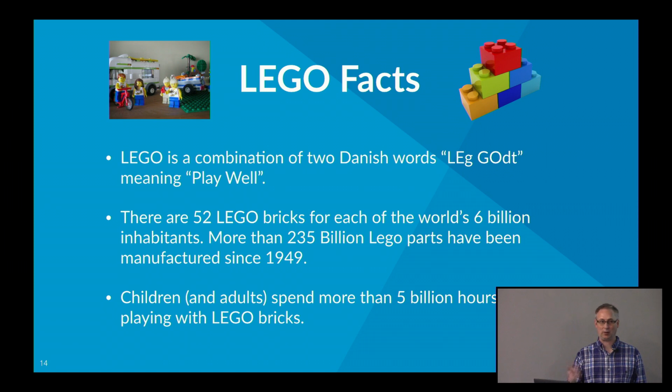So here are some quick facts about Lego. It's a combination of two Danish words, leg and godt, which means play well. And there are a lot of Lego bricks in the world, 52 for every person in the world. They've been manufactured since 1949, and kids and adults spend more than 5 billion hours a year playing with Lego bricks. That's a lot of productivity.